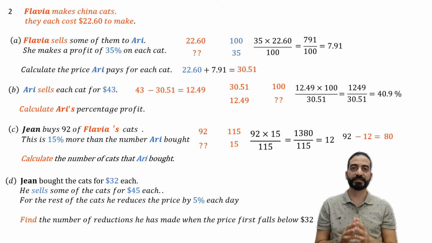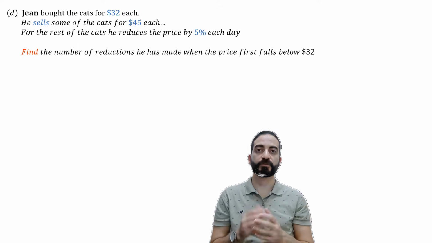We now move to part D. Jean bought the cats for $32 each. He sells some of the cats for $45 each. For the rest of the cats, he reduces the price by 5% each day. Find the number of reductions he has made when the price first falls below $32.